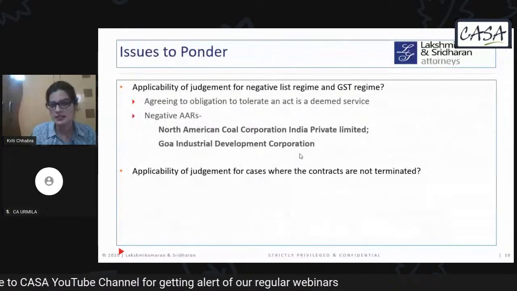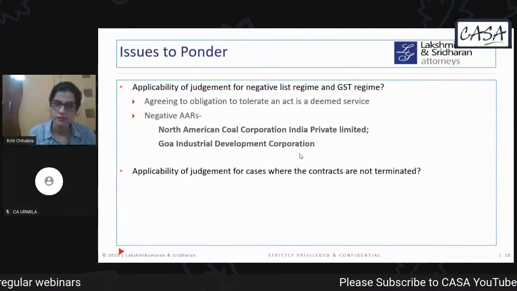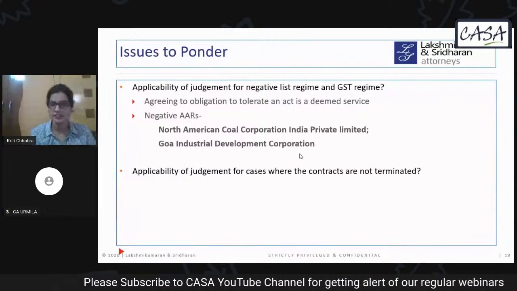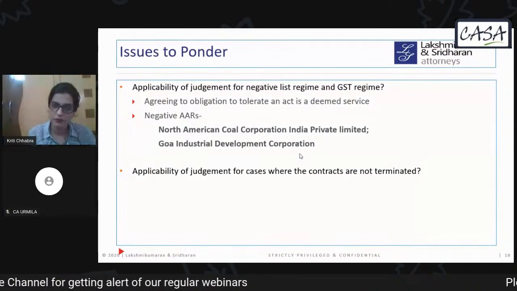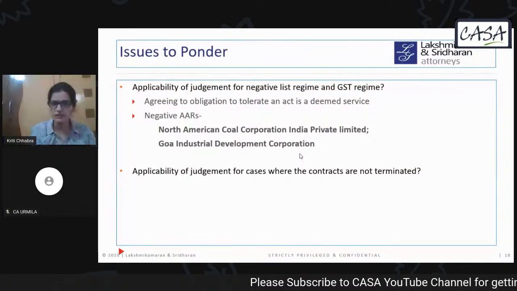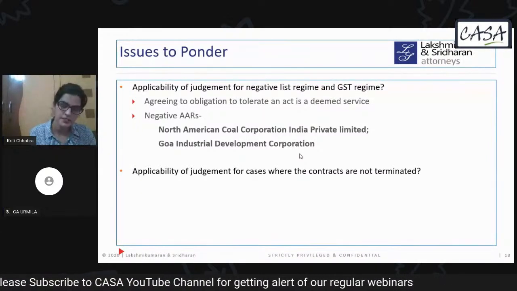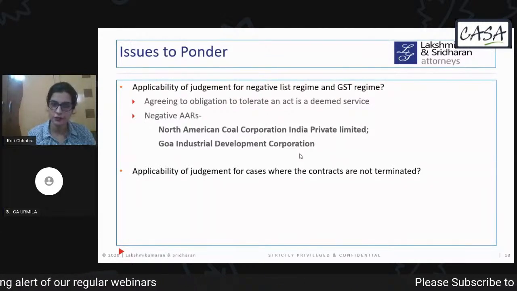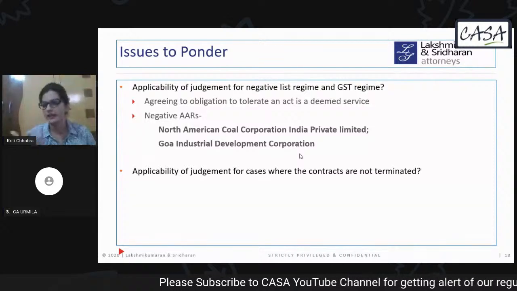Now here arise certain questions which we should ponder upon. First question: applicability of this judgment to the negative list regime and the GST regime. Why is this question coming? Because, as I mentioned, before 1st July 2012, there used to be a positive list regime. So certain services were mentioned, and only if some activity fell under those services could it be made taxable. So clearly they said these foreclosure charges cannot be said to be services in relation to banking and financial services.